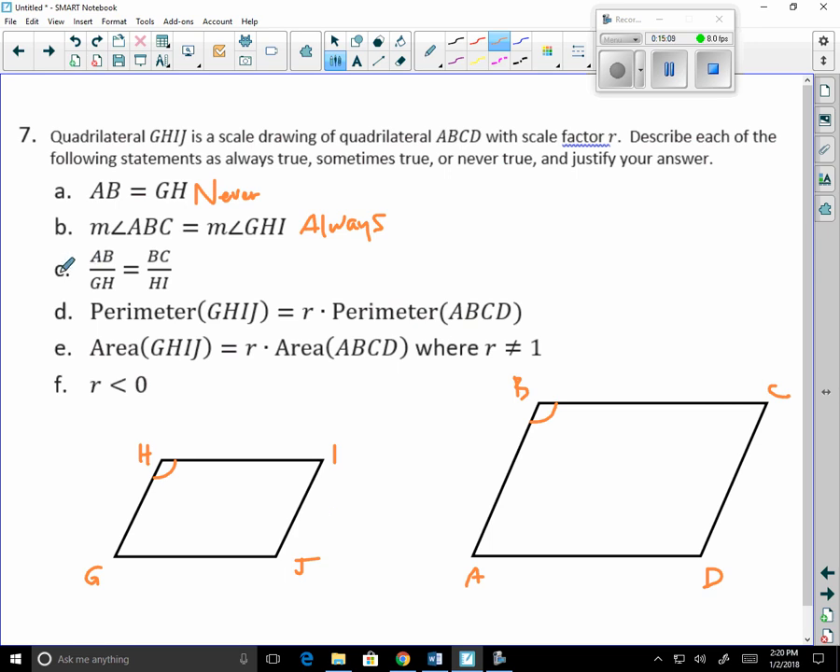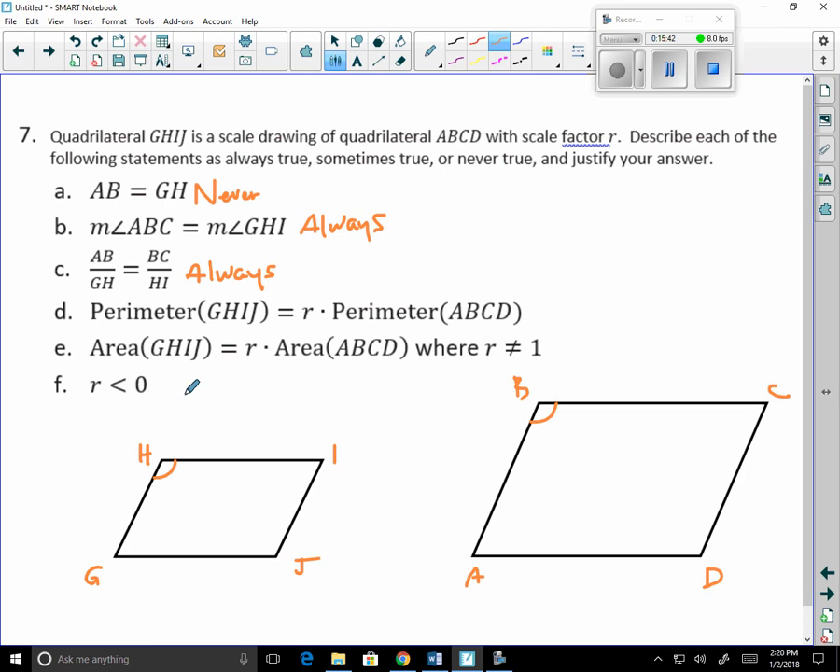Part C is asking us about proportions. I know we kept saying in class today that the sides of the scale drawings are proportional, but we never actually set up any proportions. So let's look. AB compares to GH, so AB this side compares to GH this side. And BC this side compares to HI this side. Well, I'm comparing corresponding parts. So those segments should be proportional if this is a scale drawing. So this is another one of those always answers.